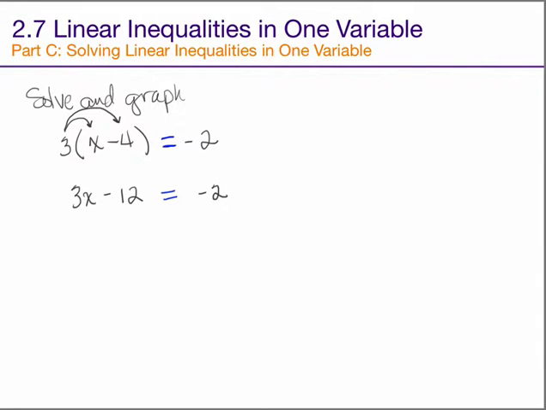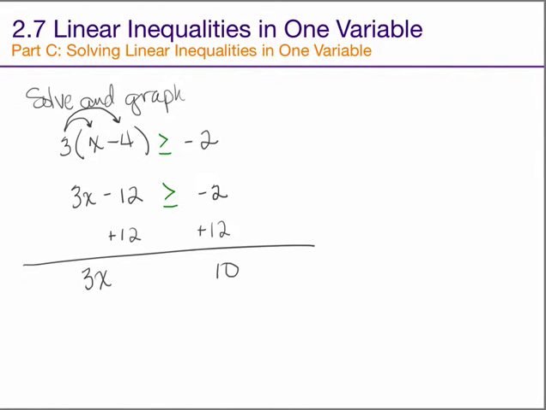In the next step, I should add 12 to both sides of my equation, if it's an equation that I'm solving. When I do this, I get 3x plus 0 on the left-hand side, or just 3x, and on the right-hand side, negative 2 plus 12, which is 10. Solving an equation, I would bring down the equal sign. But remember, this isn't an equation, it's an inequality. So I need to bring down the appropriate inequality symbol.